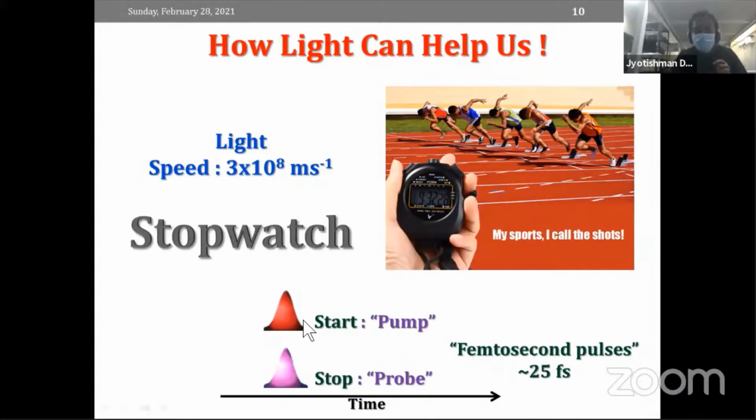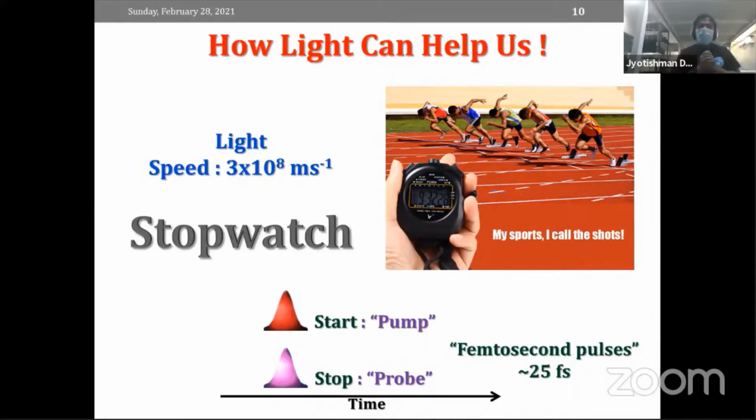I am going to use two light sources. One will be my start, that means my gunfire, which will start the race. That means it is going to start the reaction. And I will have a stop, which is going to record the event or record the chemical process after a few femtoseconds.